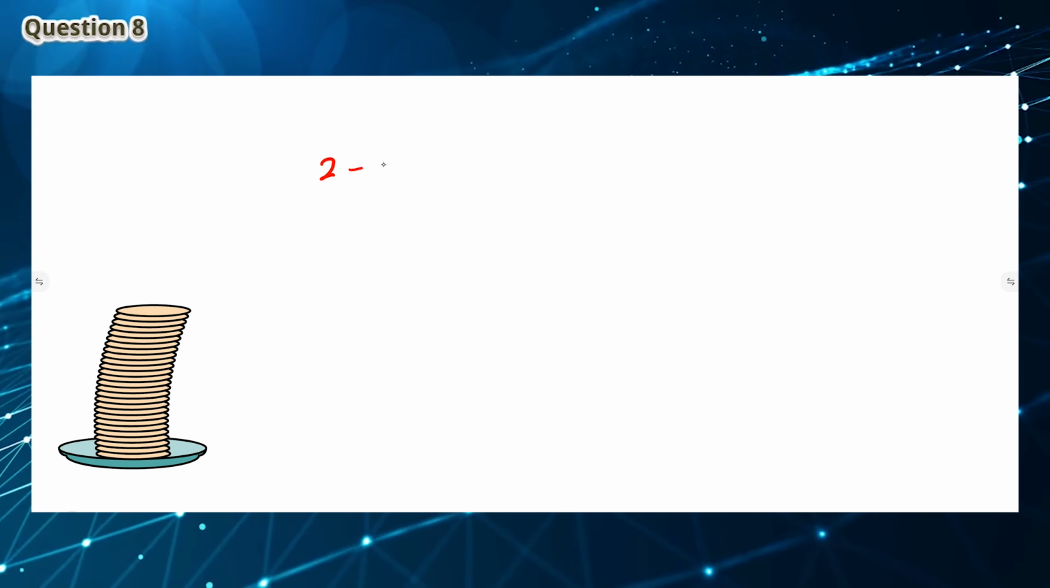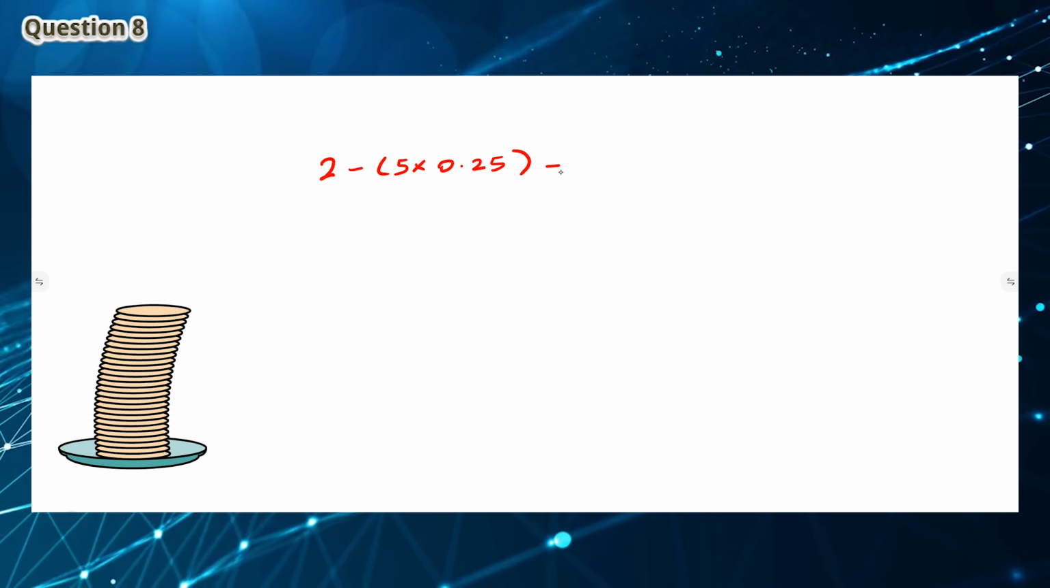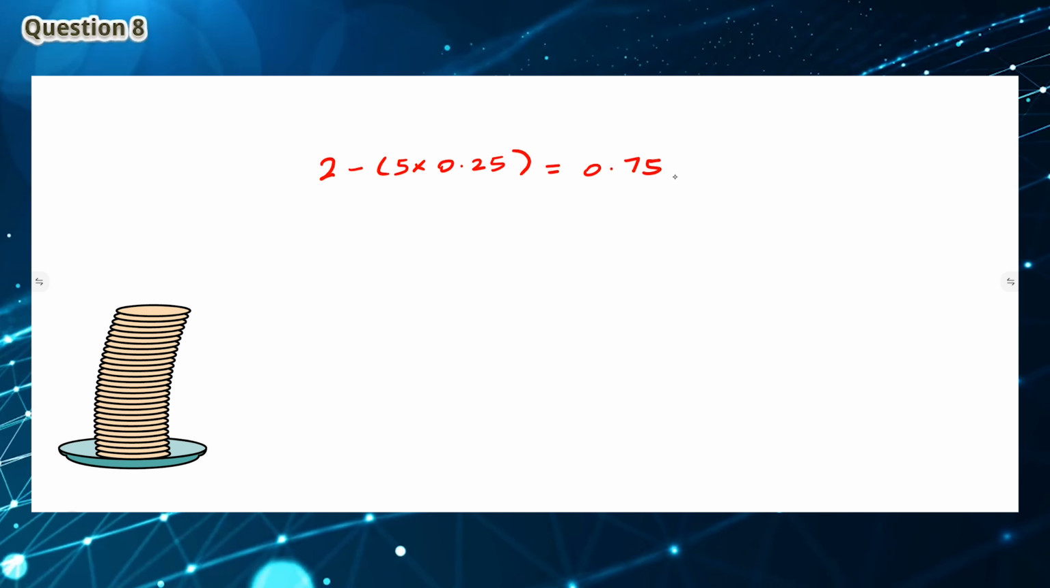To find the amount of flour he has remaining, we just have to subtract 5 times 0.25 from 2, which gives a remainder of 0.75 kg. This is equivalent to 750 grams of flour left. This means the answer is E.